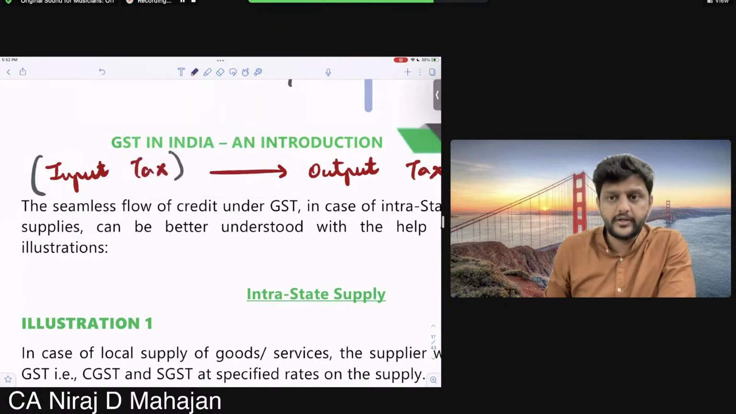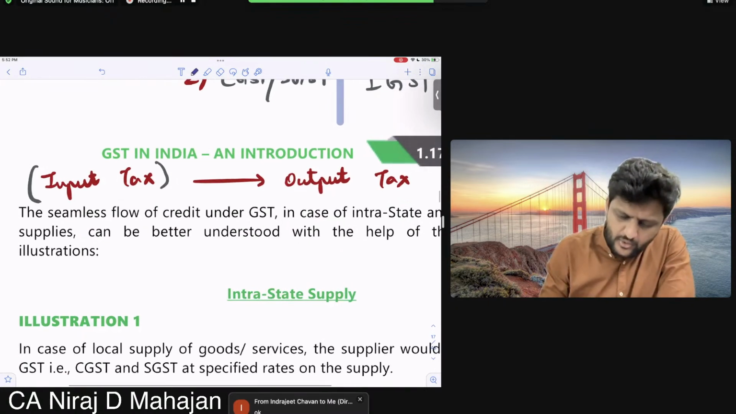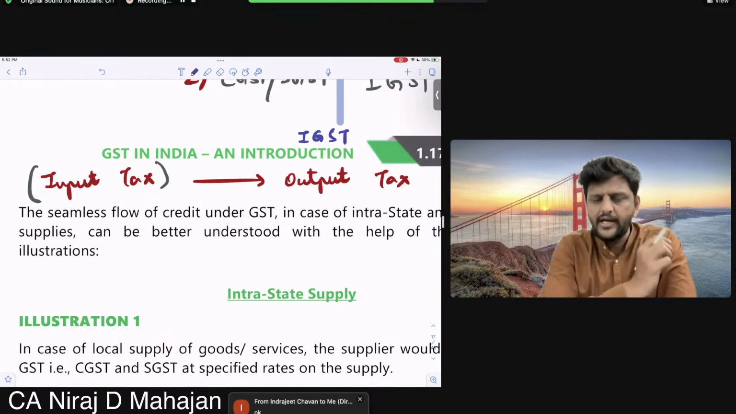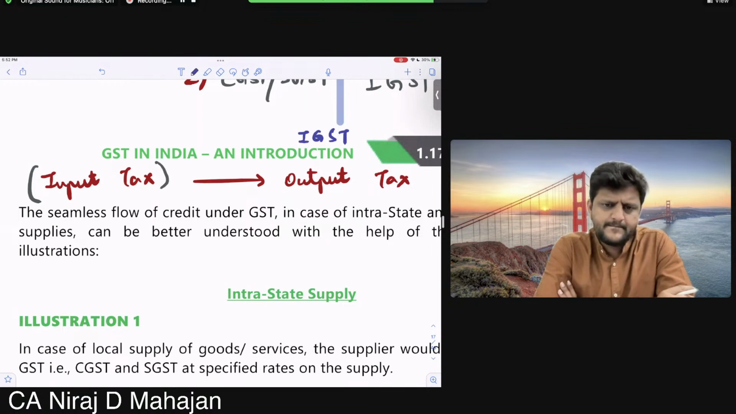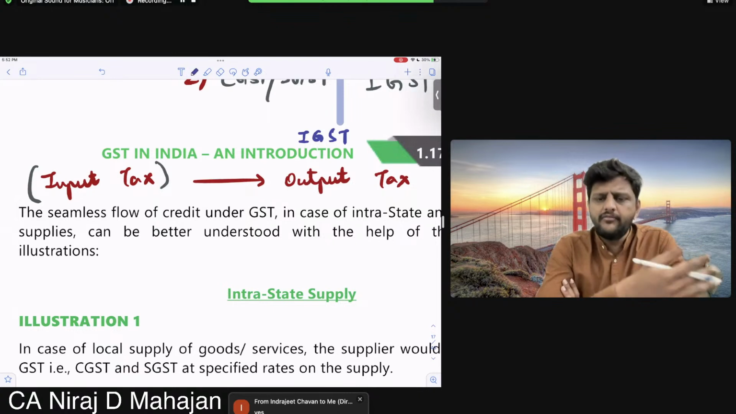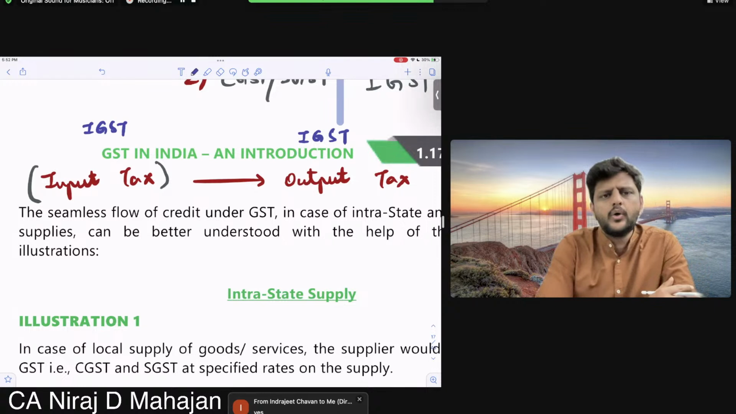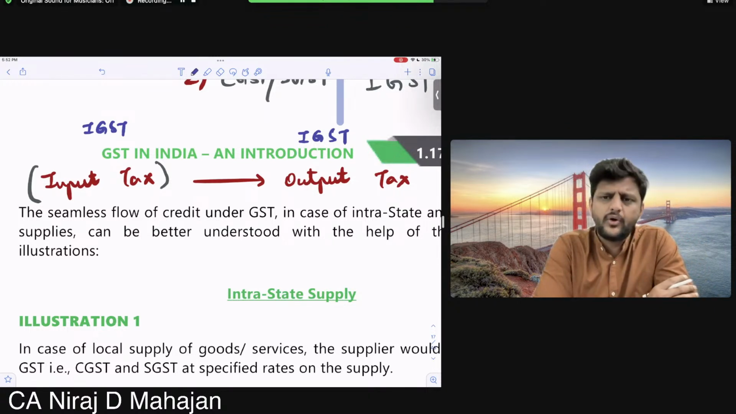Now, is it okay, Indrajit? Now check. When will I have IGST as output tax? That means a seller is charging IGST in his invoice. Which transaction? Interstate sale. Yes? Agreed? Now, when also can I have IGST as input tax credit? When I buy from another state. Agreed or no?